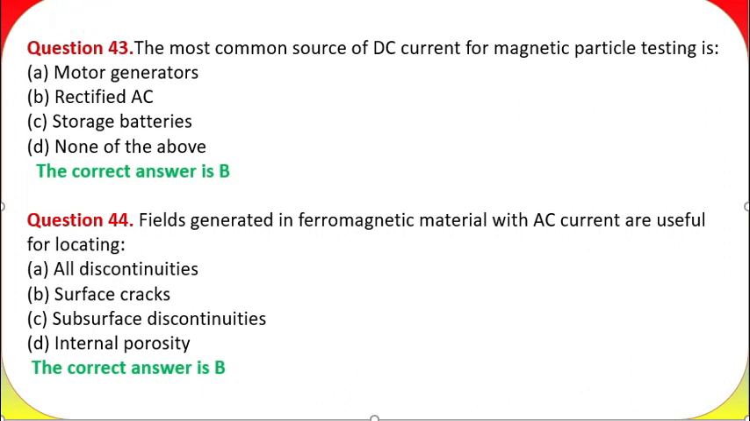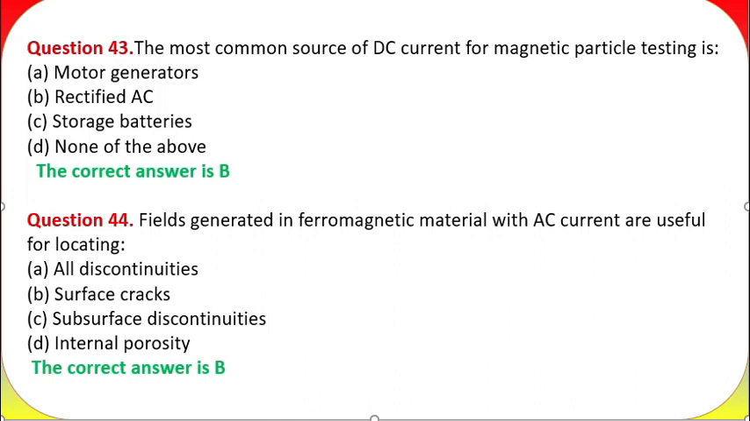Question 43. The most common source of DC current for magnetic particle testing is A. Motor generators. B. Rectified AC. C. Storage batteries. D. None of the above. The correct answer is B.